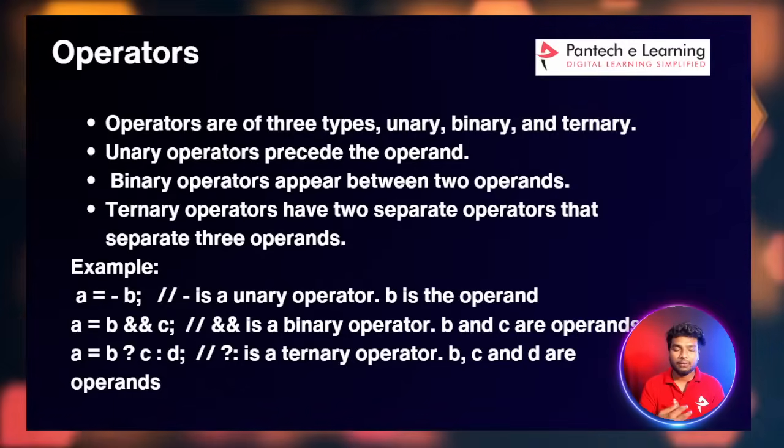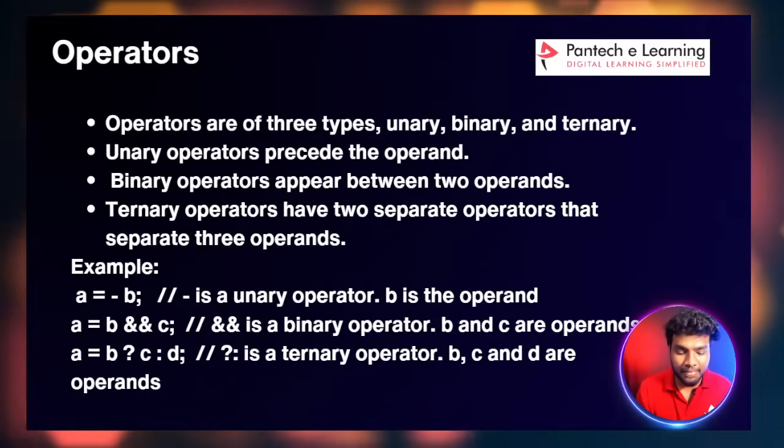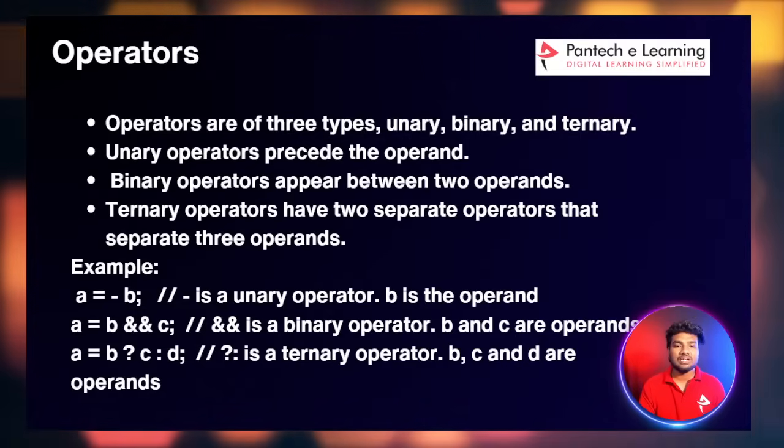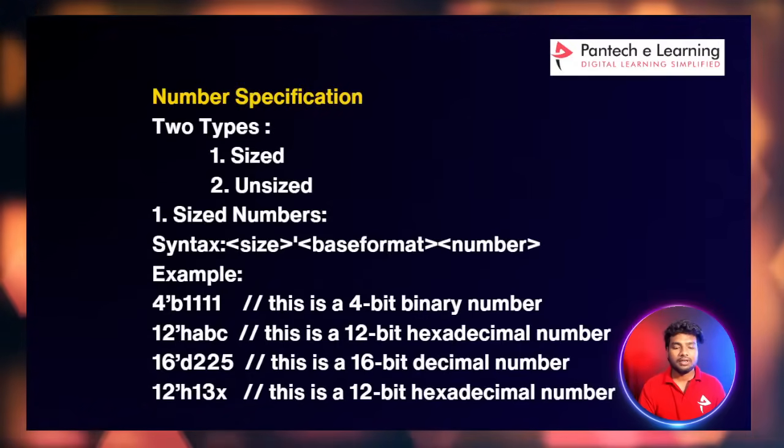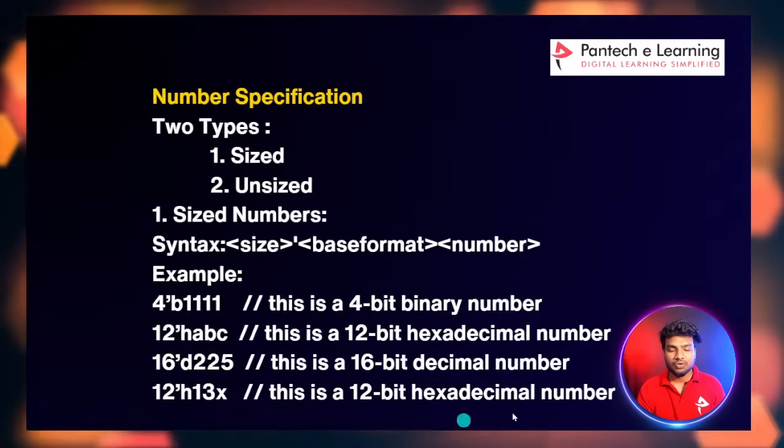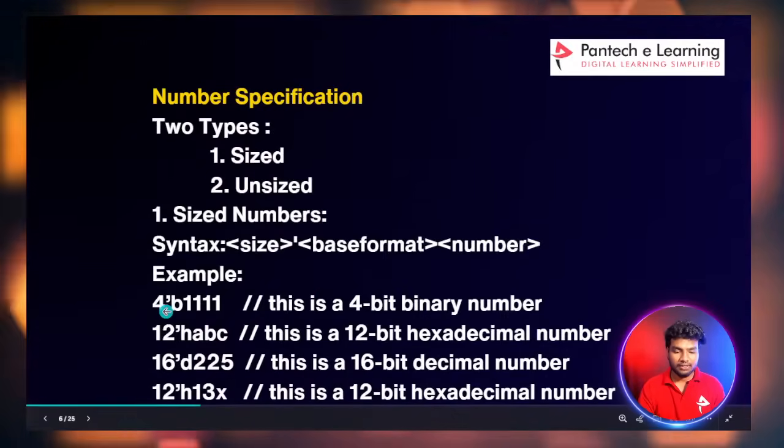Ternary operator, binary operator, and then unary operator. A unary operator is a normal operator, where I'm just assigning LHS to RHS. Okay, and then sized and unsized.